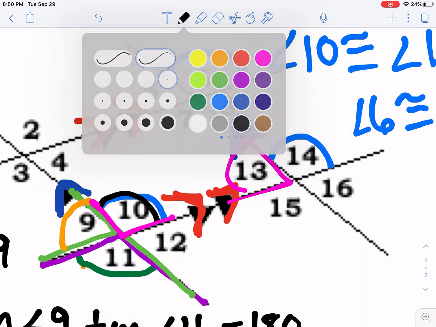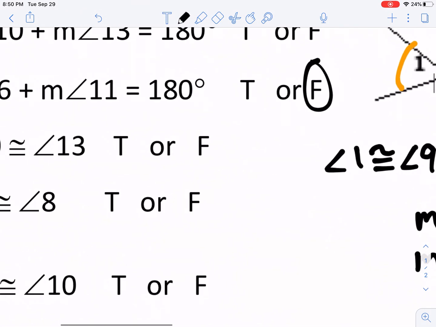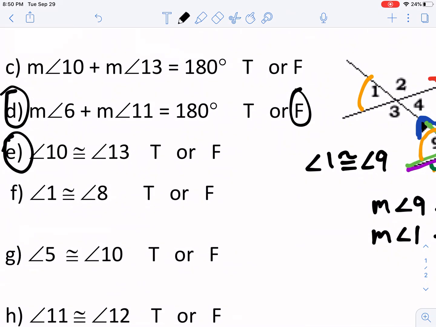So is that a true statement? Well, we don't know. We don't have enough information to say that it is true, so this would be false. Okay? They don't have to be congruent. The only way that would work is if they're 90.